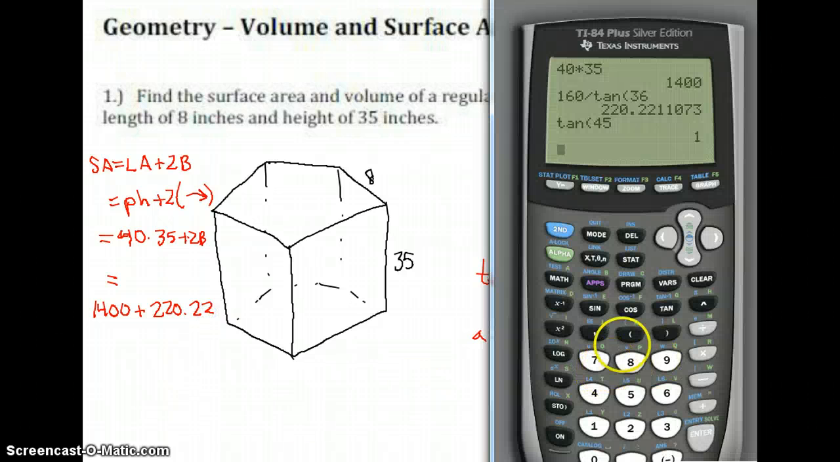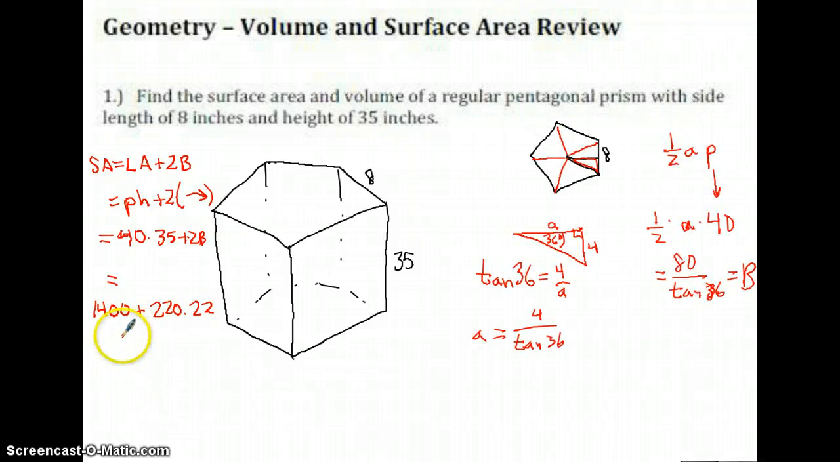Plus 1400. Oh, I messed that up, didn't I? I shouldn't have done this just for fun, just to impress you. I should have kept this in here. No, I put a 4 in there, people. All right. That's 1620.2.